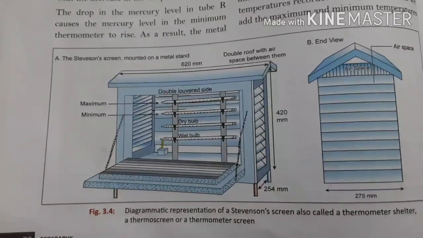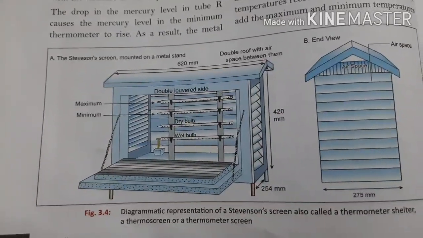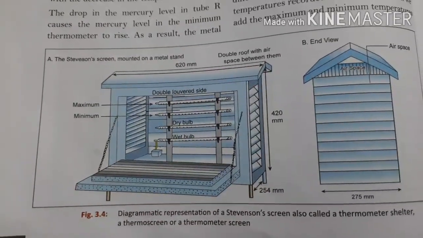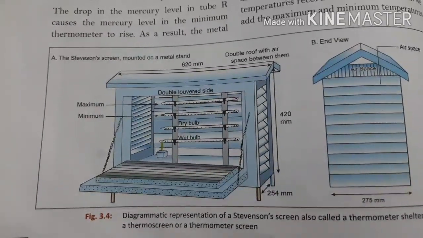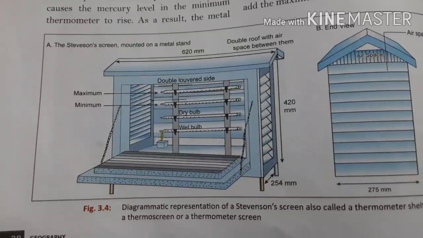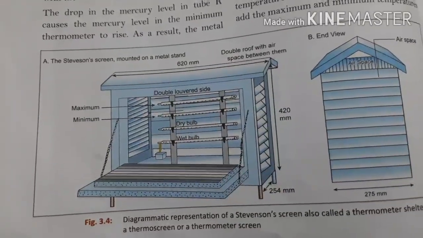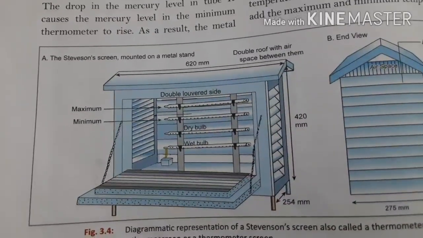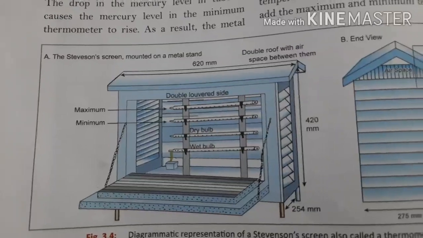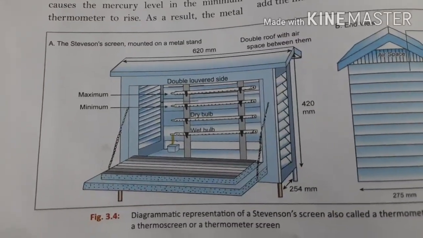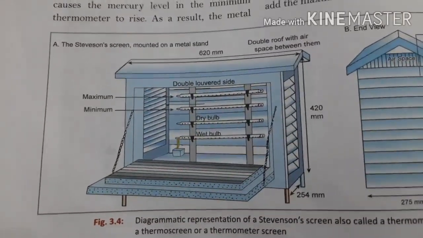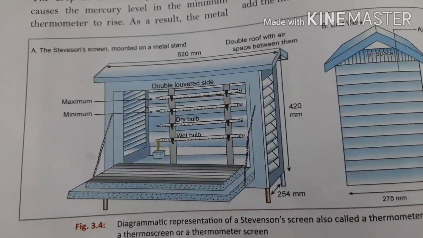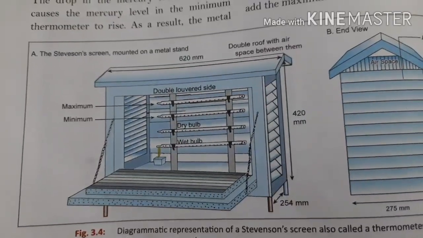In previous classes we have learned about many instruments that help to measure or record atmospheric conditions. Here there is one instrument. This is not used for recording or measuring any element of weather. This is actually an instrument which houses many other meteorological instruments. It is named the Stevenson screen.